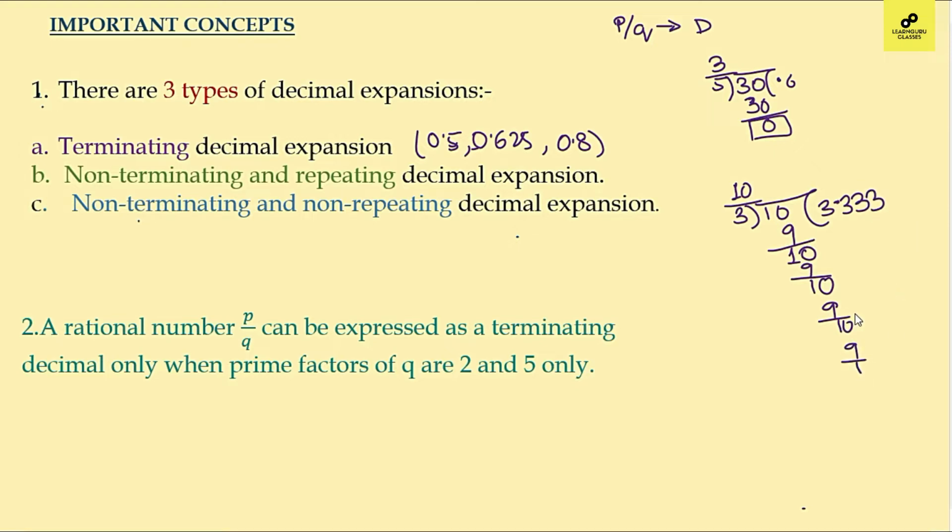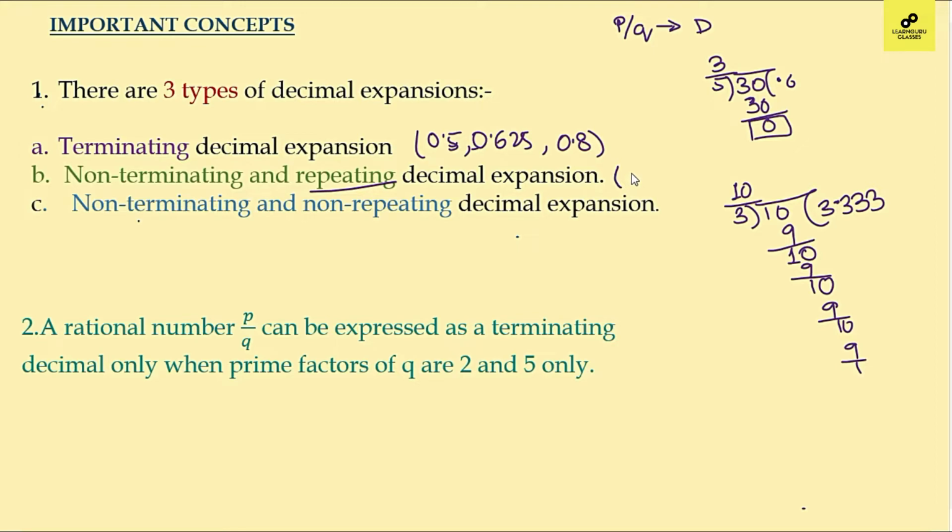Here you see that you can perform the division for a longer and longer time, but still the remainder will not come out to be 0. That means you cannot terminate the division, so the name has come to be non-terminating. And why repeating? Because if you see over here, this 3 is being repeated. So it is called a repeating decimal expansion.